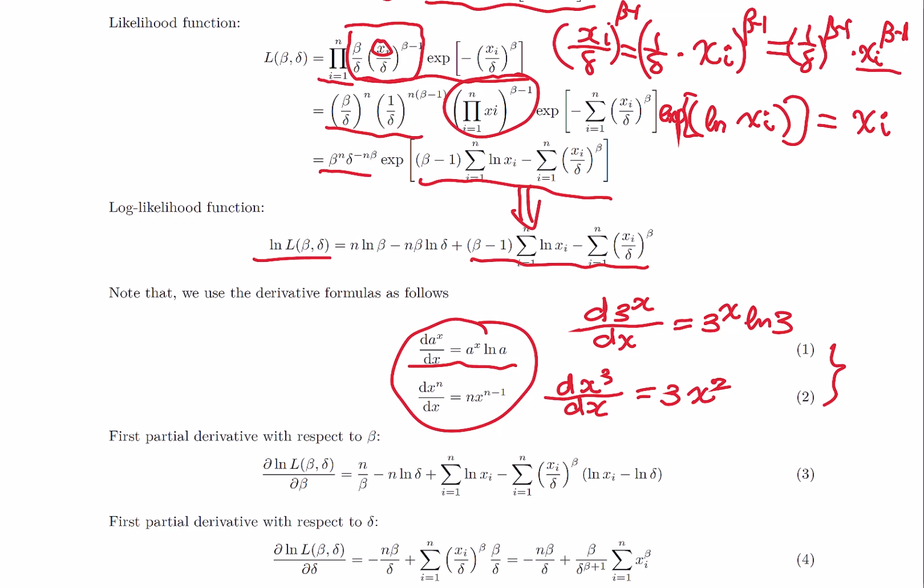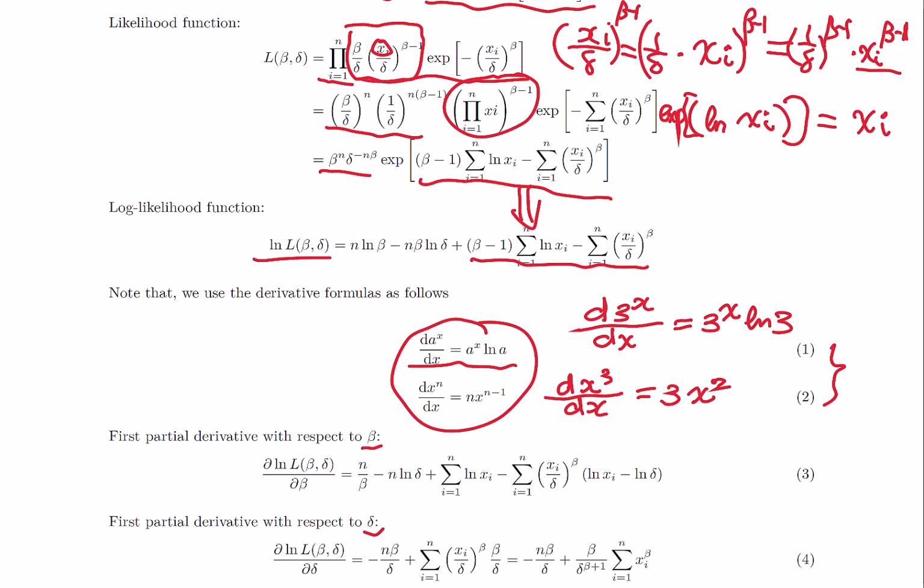Here, beta and delta are variables. Not really, they are parameters in statistics, right? But those parameters are unknown parameters. We need to estimate them. That's why here, to take a derivative, we take it with respect to beta and delta.